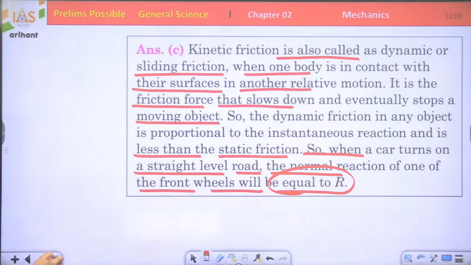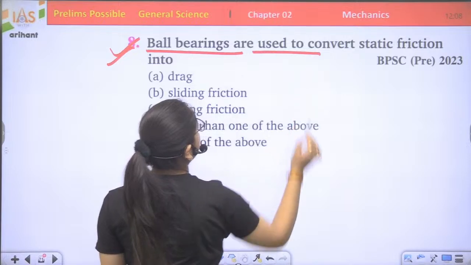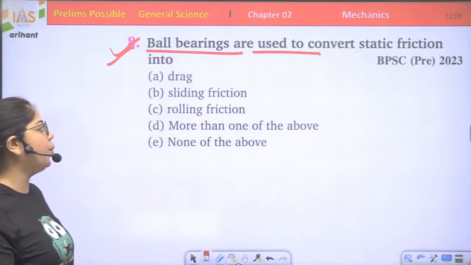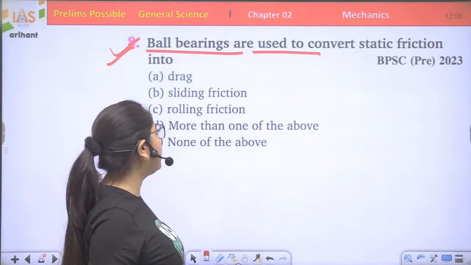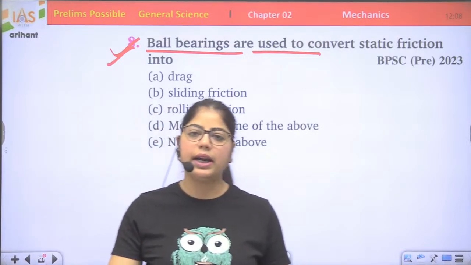Now, coming on to the next question, number 8. Ball bearings are used to convert static friction into drag, sliding friction, rolling friction, more than one of the above, or none of the above. What is the correct answer?